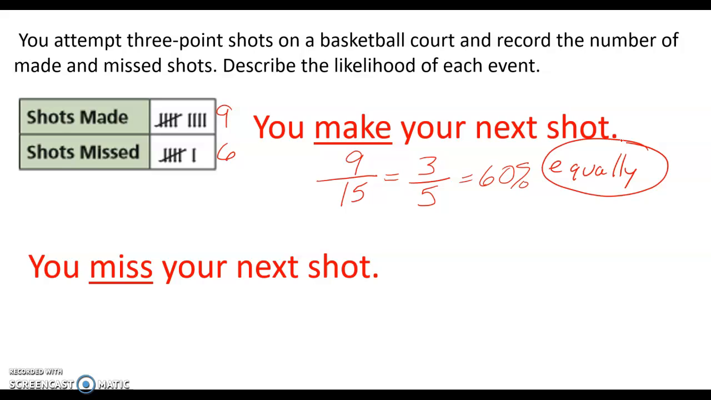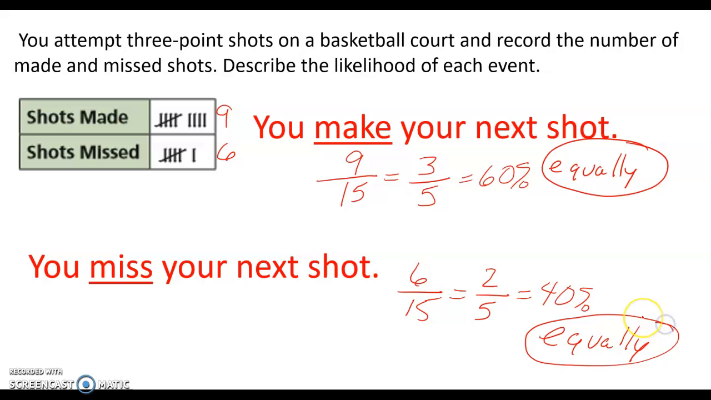And then on this one, you miss your next shot. So you miss 6 out of 15, which simplifies to 2 out of 5, which is 40%. And 40 is closer to 50 than 25, so that one would also be equally. All right.